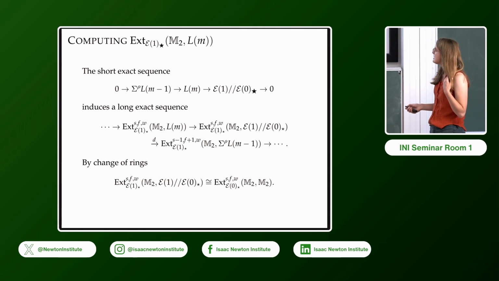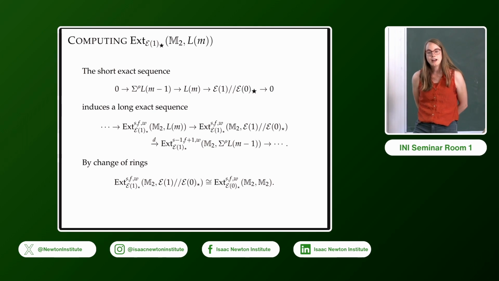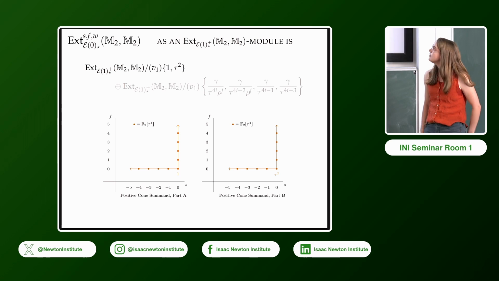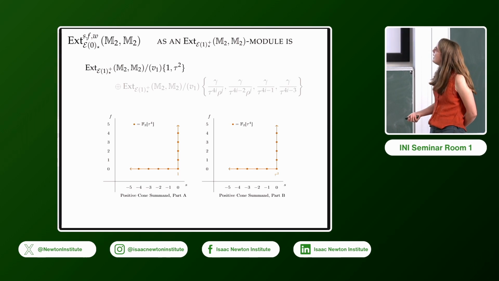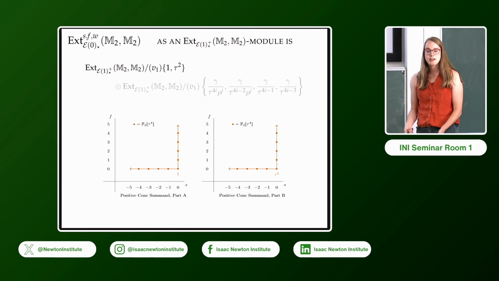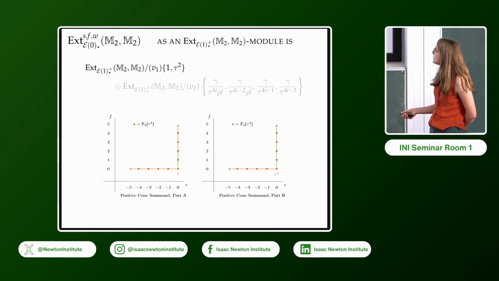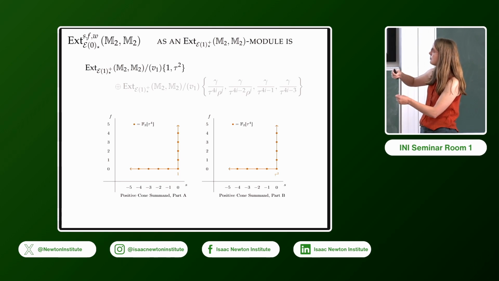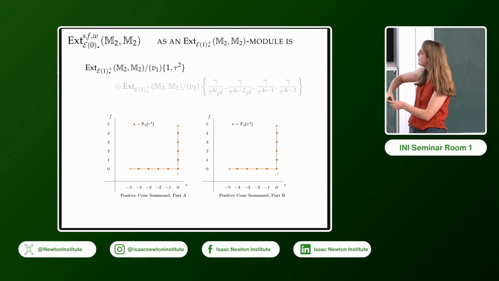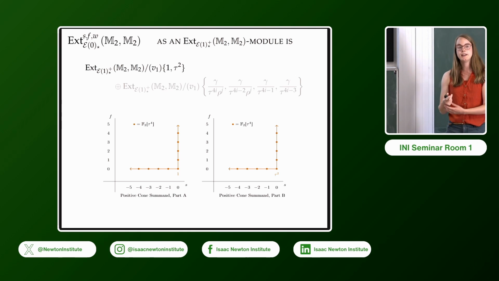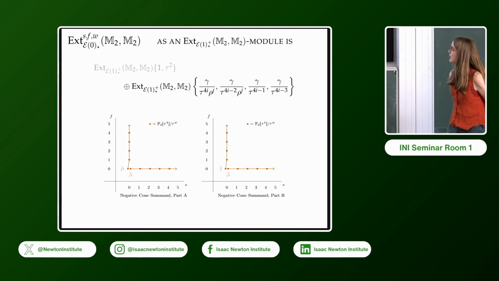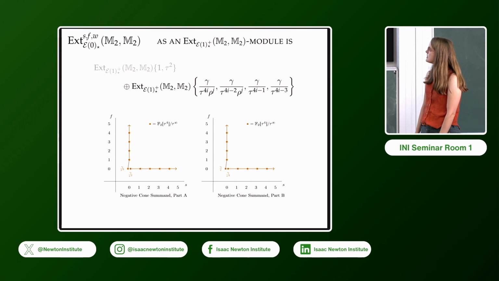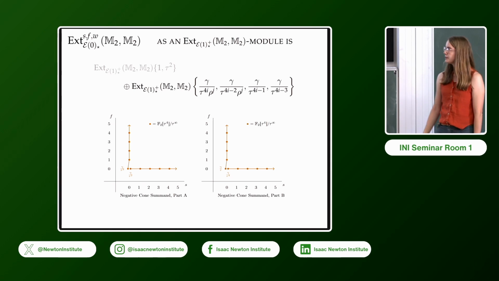And by change of rings, this is isomorphic to x over e of 0, m2, m2. So we're going to need to understand that as an x over e of 1 module as well. And these pictures are not so different. They're a bit simpler. So the positive cone summands, the dots represent tau to the 4th towers. We have V naught multiplications and row multiplications, both on 1 and on tau squared. And the negative cone picture really mirrors that as well. We have a V naught tower in each of those subbands and a row divisible tower as well.